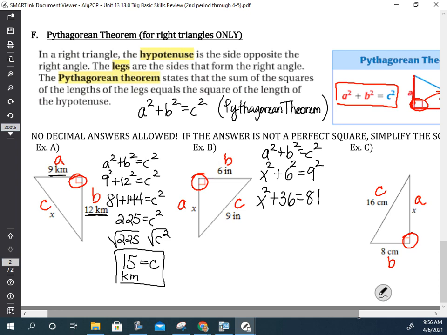So when both numbers are on the same side, you can add them. But when both numbers are on different sides, you have to subtract. So x squared equals 45. Anyone with any questions before we continue?